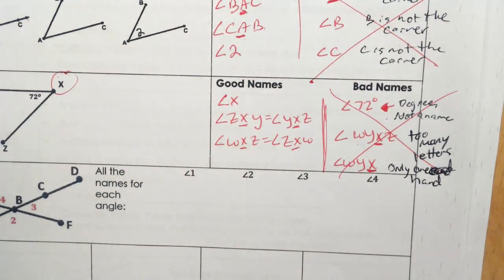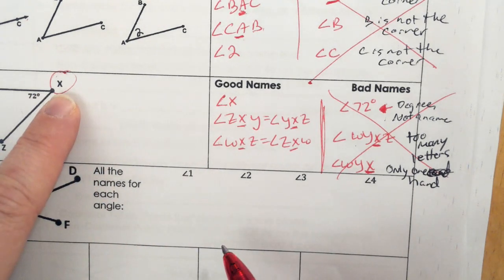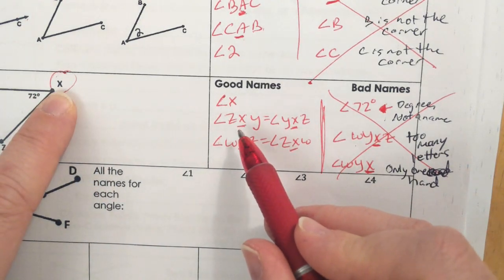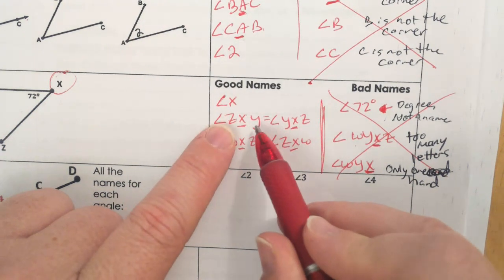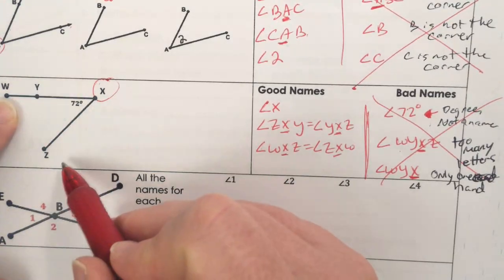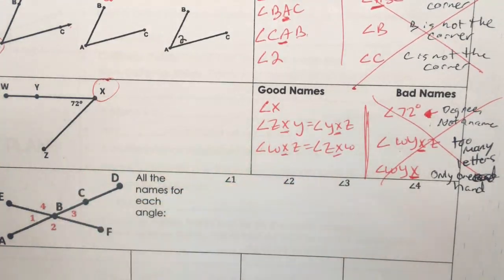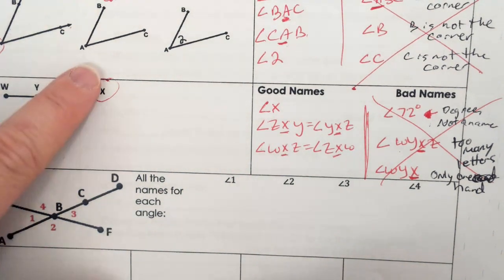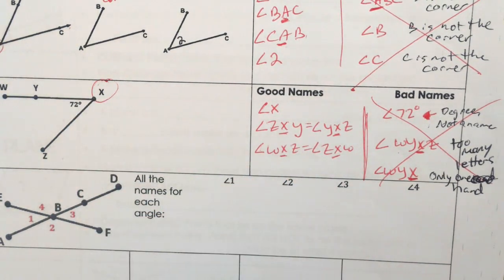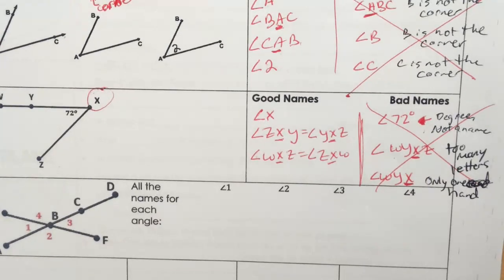So those right there, all those were bad. You want your corner, so your center letter needs to be where your corner is, and the other two letters need to be pointing, one to one hand and the other to the other hand. It doesn't matter how far you shoot, just as long as you're pointing in both directions. Okay, and let's do another.